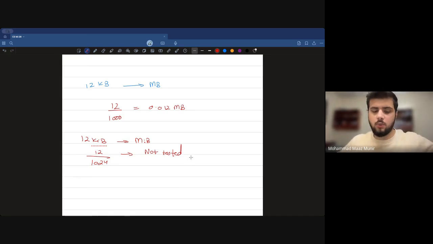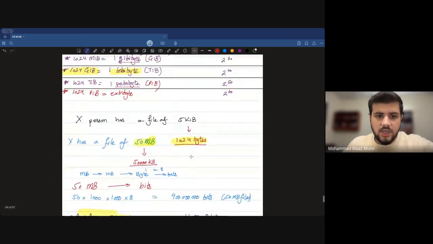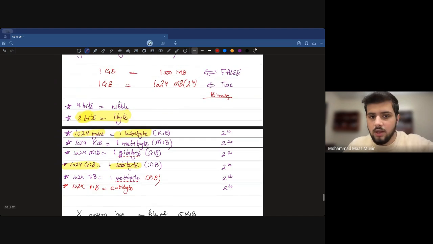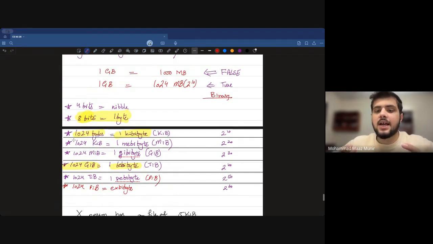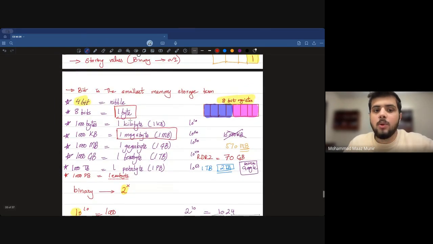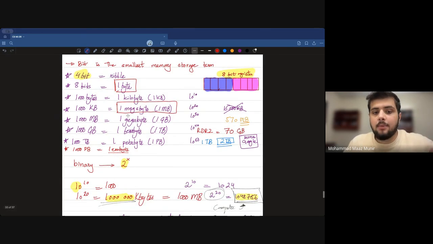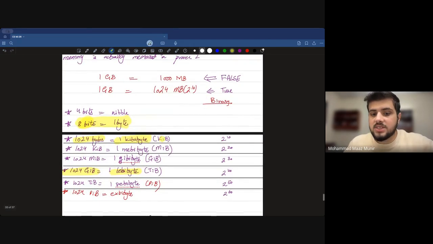See, you have two conventions which I taught that day. You either have this one, which is the international, properly authorized convention of computers, which includes kibibyte, mebibyte, gibibyte, tebibyte, pebibyte, right? And then there is the normal one: bit, nibble, byte, kilobyte, megabyte, gigabyte, terabyte, petabyte, exabyte. So either they're going to give you this one, in which the values will be like this, or they're going to give you the other one.